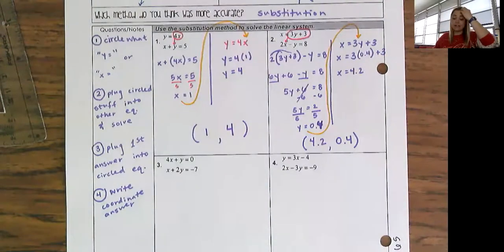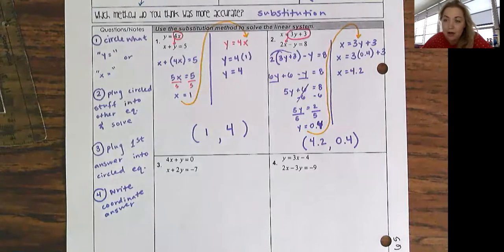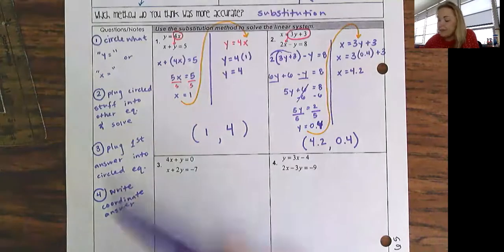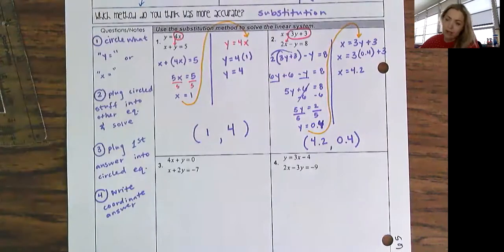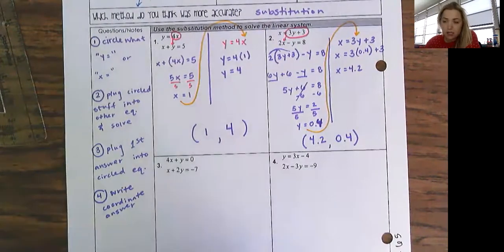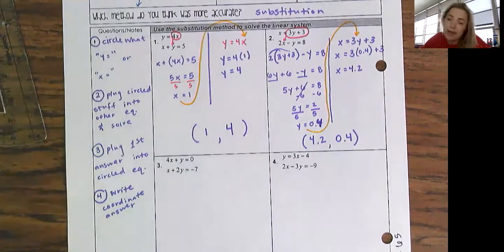So my final answer, 4.2 comma 0.4. Yes, decimals are allowed on this planet. Okay, let's go to problem number 3. We need to find x equals or y equals. Dun, dun, dun! Neither of them has an x equals and neither of them has a y equals.